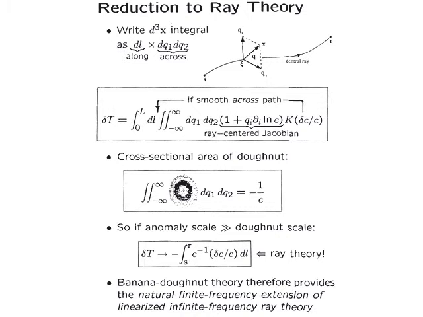In that case, you're left with an integral here that is the cross-sectional area of the kernel. So it's like the area of the donut. And the area of the donut is something you can compute very easily. It's just -1/c. And so in this limit, you recover ray theory. So you can make the statement that these kernels are the natural finite frequency extension of ray theory, and in the ray theory limit, they reduce to ray theory as they should.